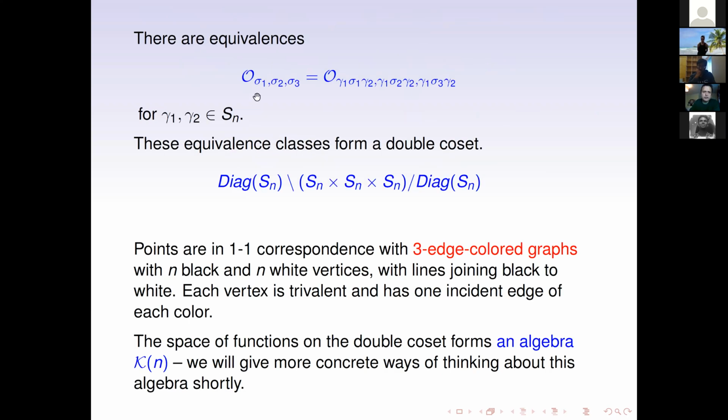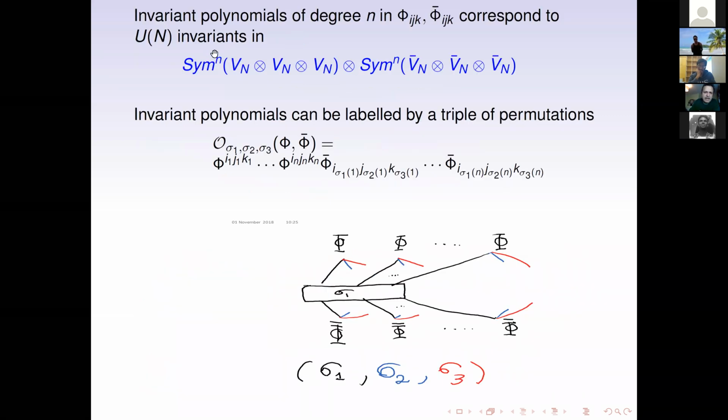Well, basically, you build invariants from sigma 1, sigma 2, and sigma 3. If you take this triple of permutations and multiply all three permutations on the left by gamma 1 and all three permutations on the right by gamma 2, for any pair gamma 1, gamma 2, I will get the same invariant. And that's essentially implementing the symmetrization: permuting these phi's shouldn't affect the invariant. Permuting these phi bars shouldn't affect the invariant.